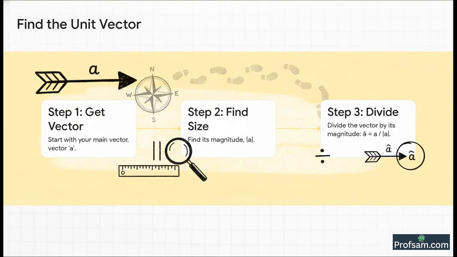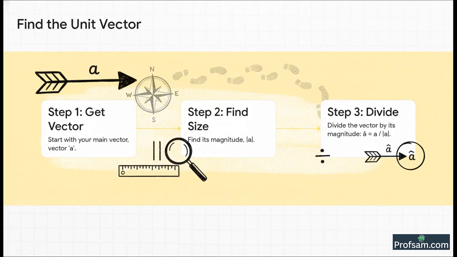So how do you find this scout for any given vector? It's actually a very simple 3-step process. First, you take any vector, let's call it A. Second, you find its magnitude, its total length. Let's say its length is 10 units. Third, you just divide the original vector by its magnitude. So in our example, by 10.